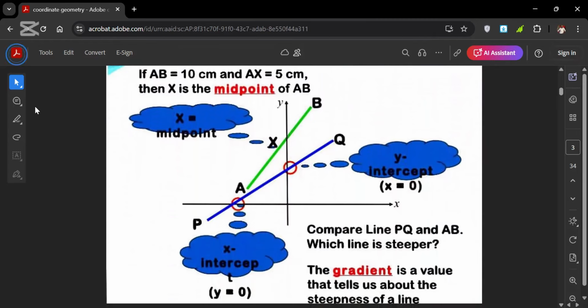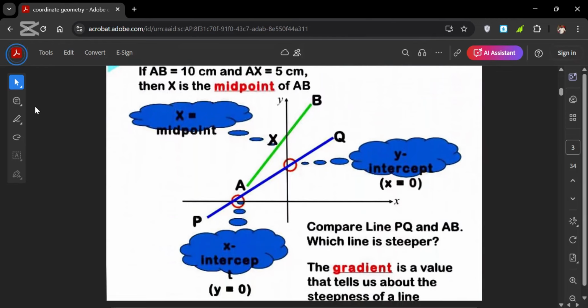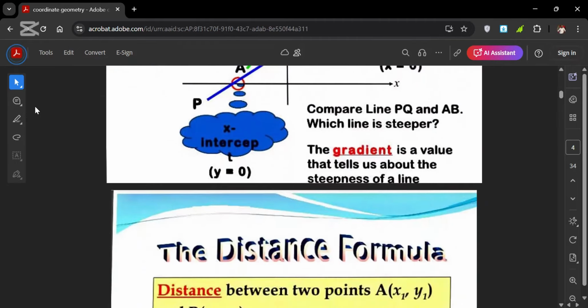This slide gives you the concept of the midpoint, the y-intercept and the gradient. Gradient tells us how steep a line is, y-intercept is where the line cuts the y-axis, and the midpoint is exactly the middle point of any given particular line.